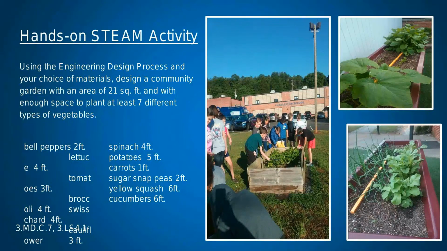On the screen, you will see our activity today. Using the engineering design process and your choice of materials, you don't have to use all of them, just your choice, design a community garden with an area of 21 square feet and with enough space to plant at least 7 different types of vegetables. We're going to give you just a few moments to design.